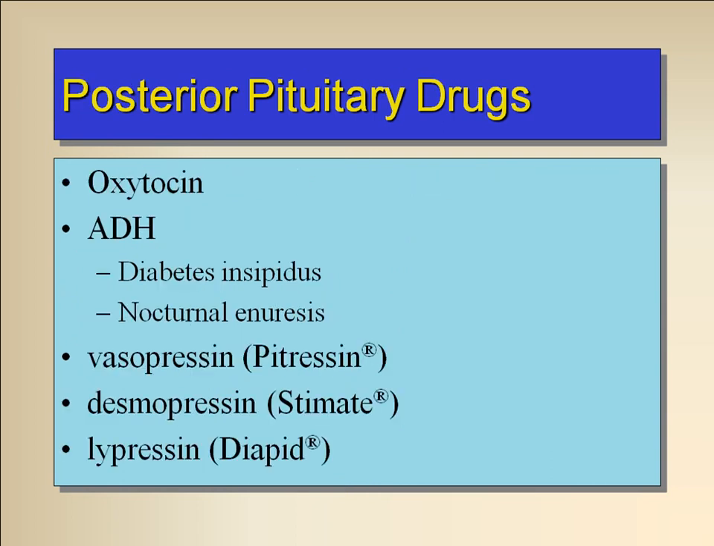So posterior pituitary, right? So you guys talked about oxytocin, ADH. If we don't have ADH, you get diabetes insipidus. What's diabetes insipidus? You basically just urinate nonstop. So what's the typical diabetes that we talk about? What's that called? Yeah, diabetes mellitus. Okay. Diabetes insipidus.